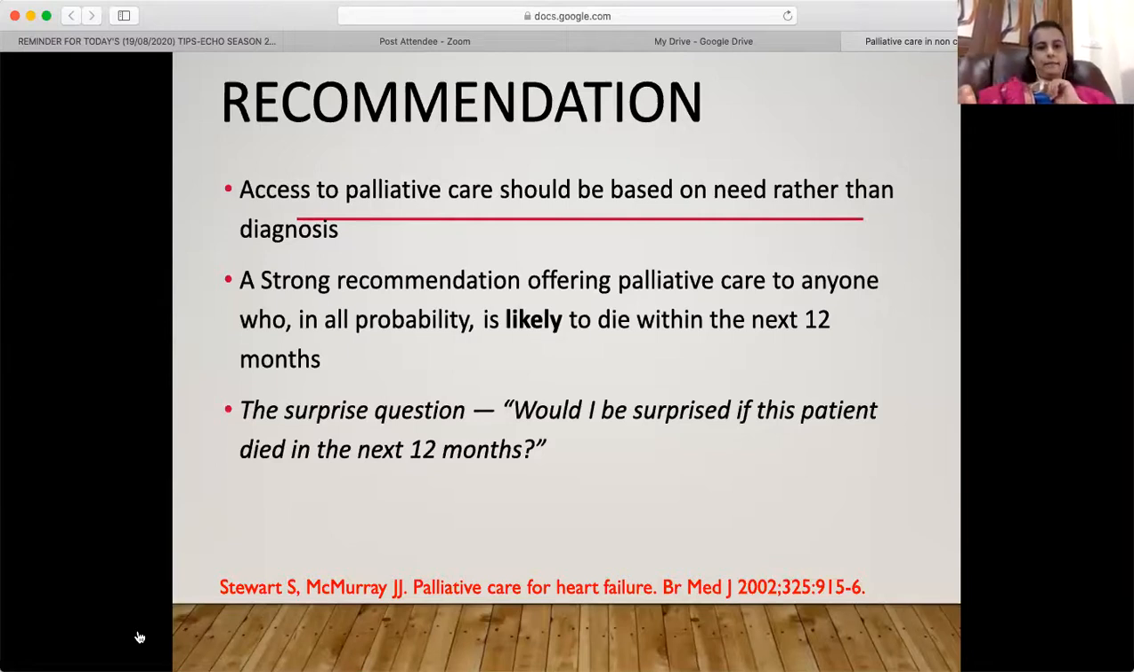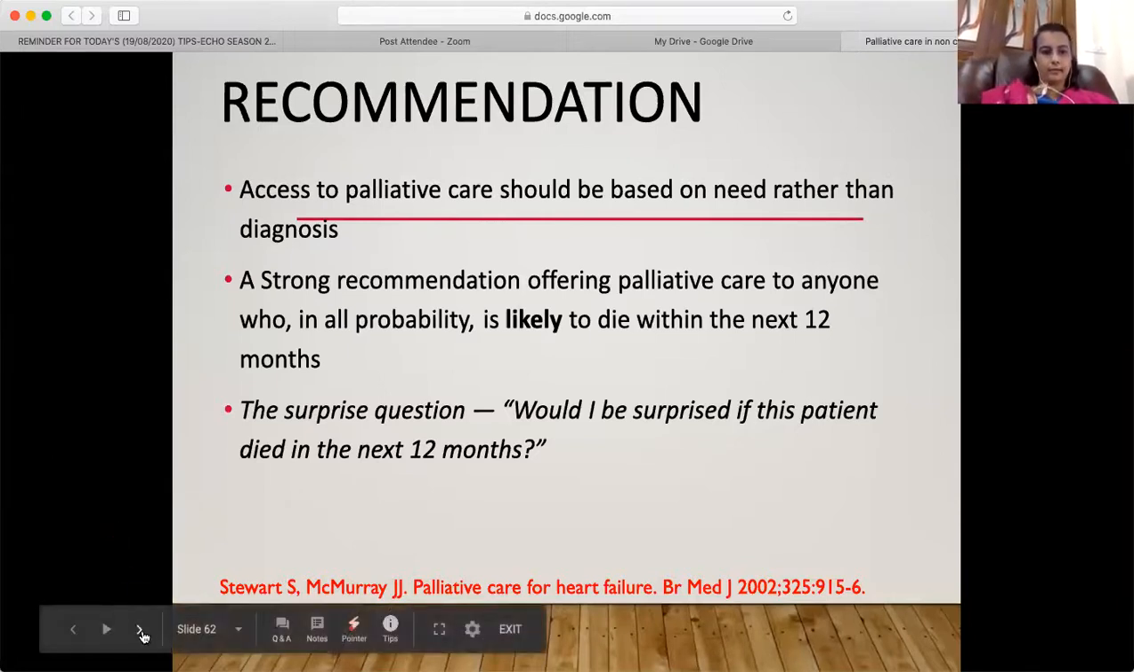needs palliative care. So that is a surprise question which is recommended for all the advanced care planning discussion, irrespective of diagnosis, irrespective of symptom. That is a need. So that is another important thing that has come up quite useful.